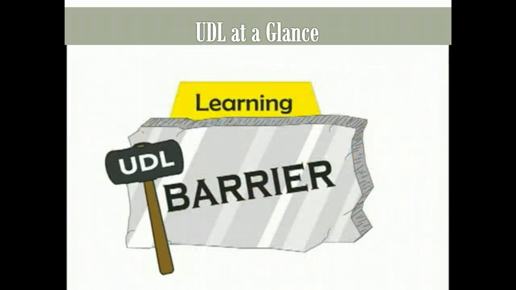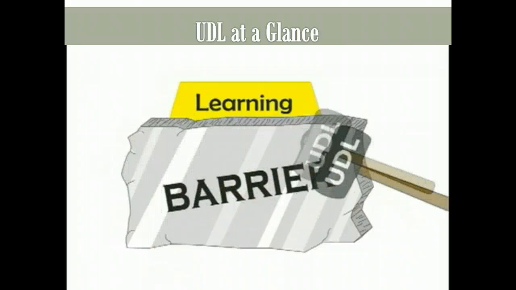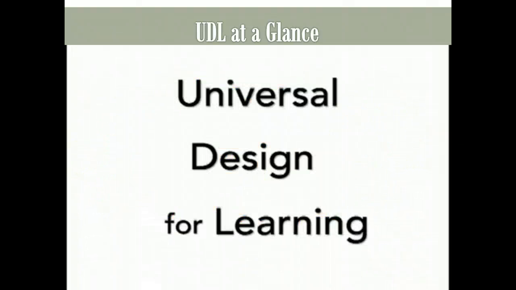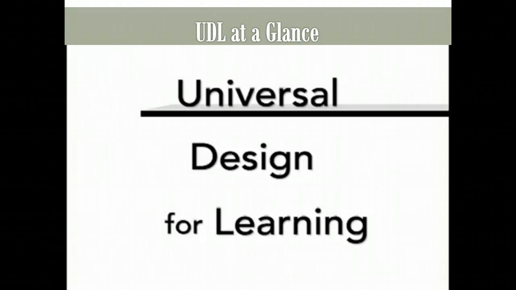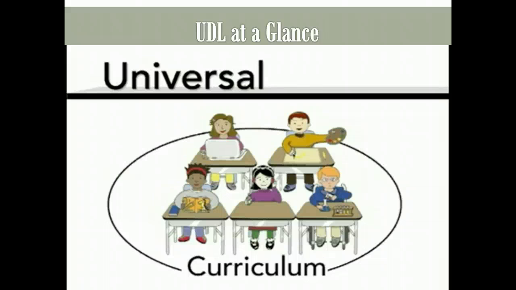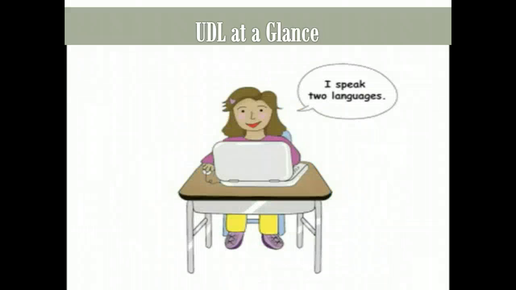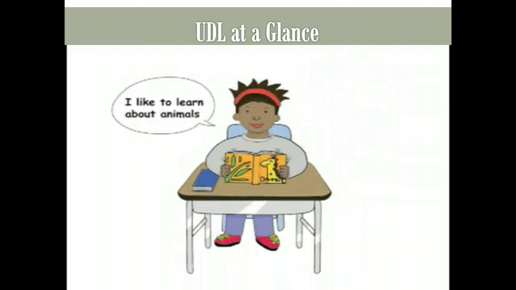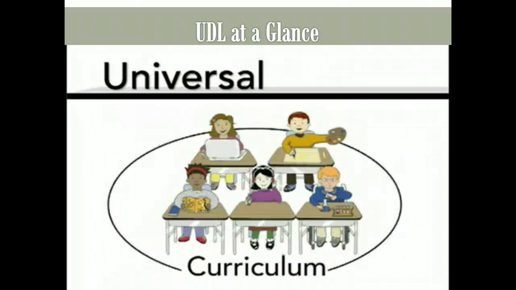Universal Design for Learning is an approach to curriculum that minimizes barriers and maximizes learning for all students. Whoa, that's a fancy term. Universal Design for Learning. Let's unpack it a bit. Let's think about the word universal. By universal, we mean curriculum that can be used and understood by everyone. Each learner in the classroom brings her own background, strengths, needs, and interests. Curriculum should provide genuine learning opportunities for each and every student.